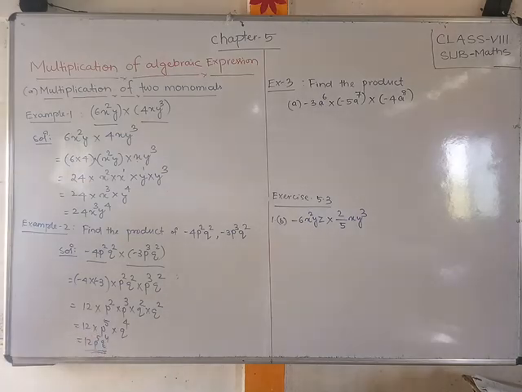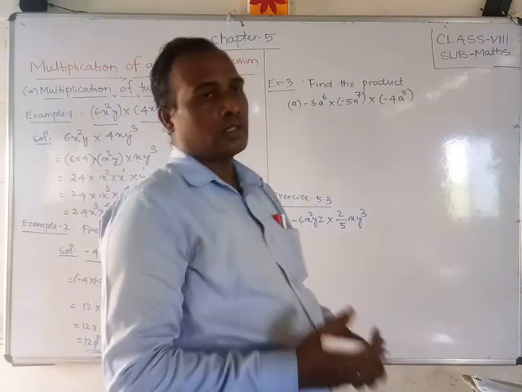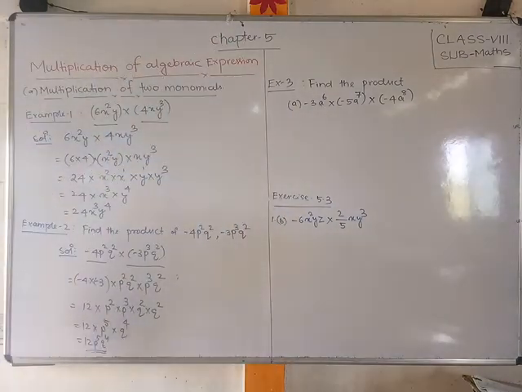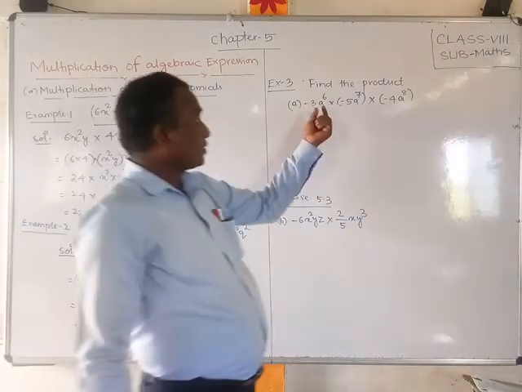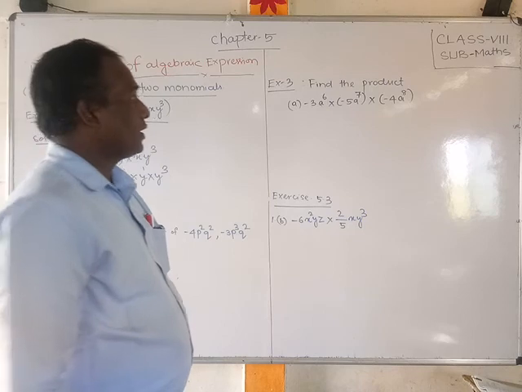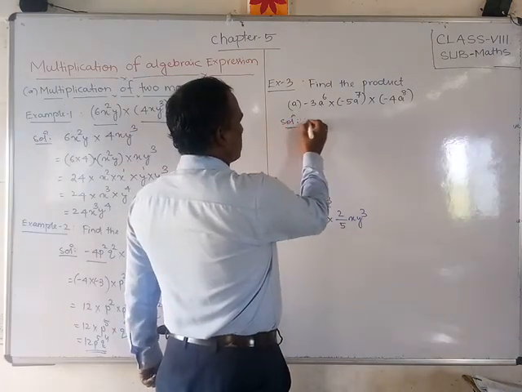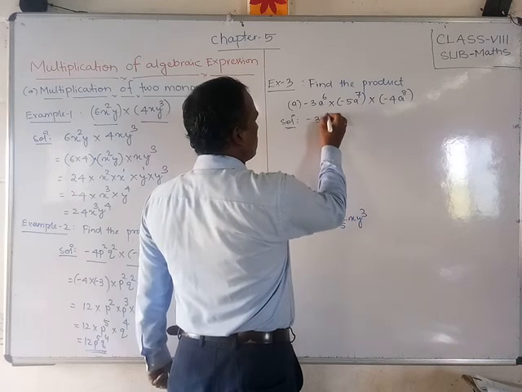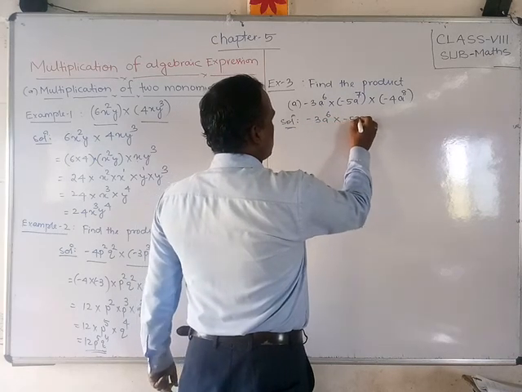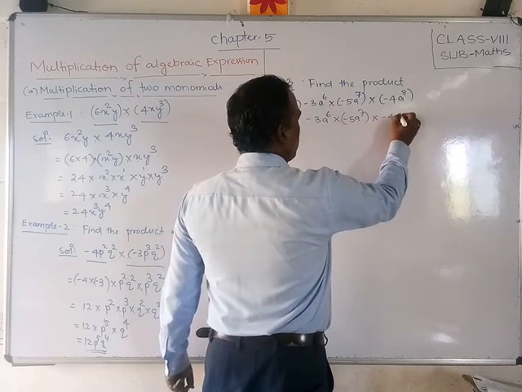Okay friends, I hope you have understood how to multiply monomials with another monomial. So now students, we can see another type. Here three monomials are there. We have to multiply. Same procedure we can do. First of all, write the question: 3a to the power 6 into minus 5a to the power 7 into minus 4a to the power 8.